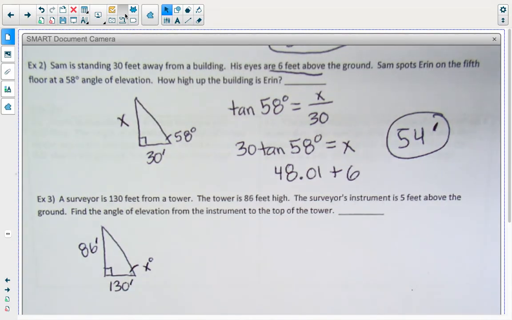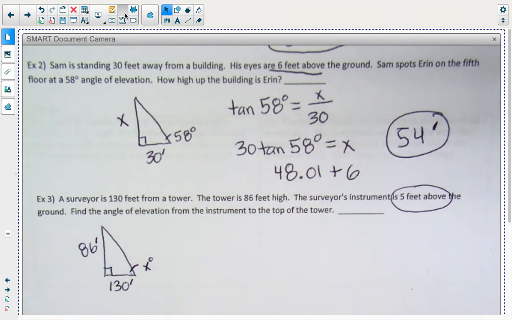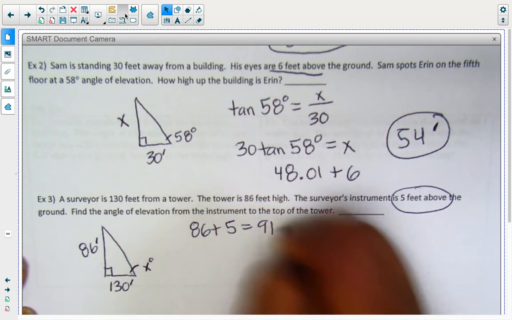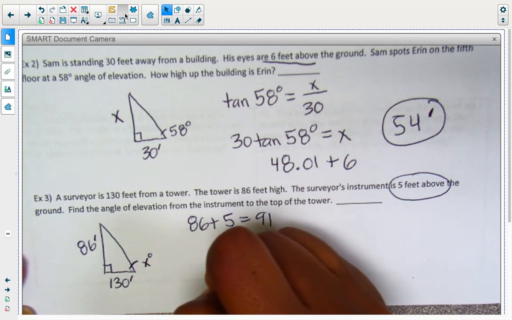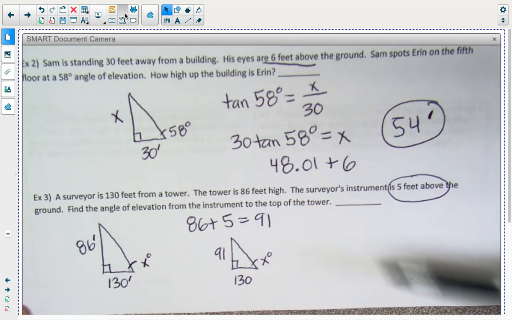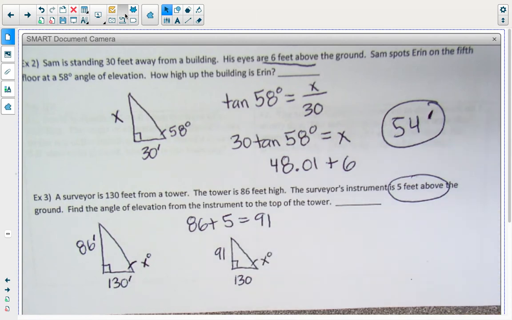We're looking for the angle of elevation. So I almost have everything I need, except I do want to consider the fact that the instrument this person is using is 5 feet above the ground. So I need to add 5 feet to this side. That's simple mental math. So I add 5 and I got 91. So technically, my triangle looks more like such. This is the triangle that I'm looking for, and I'm looking for x degrees because I had to add 5 over here. This is still going to be tangent, so there's a lot of tangents going on.